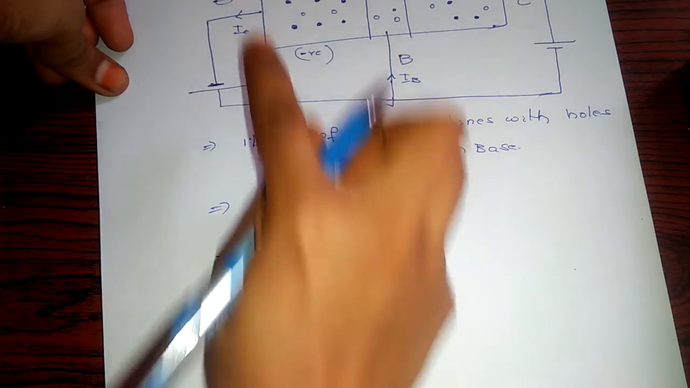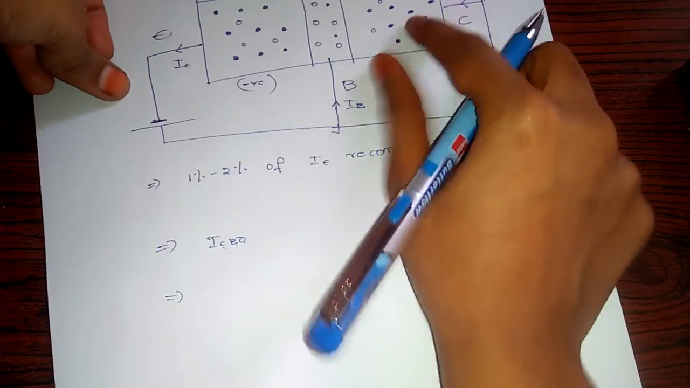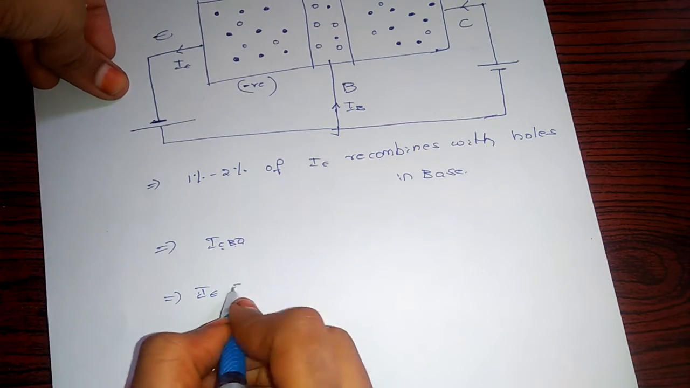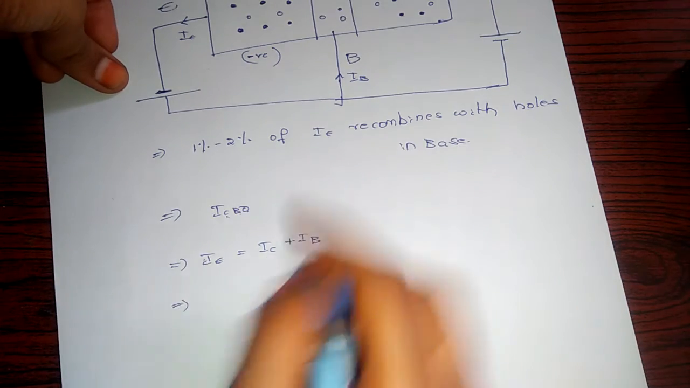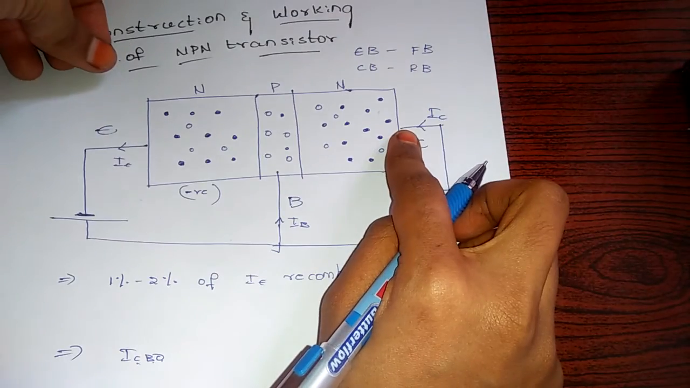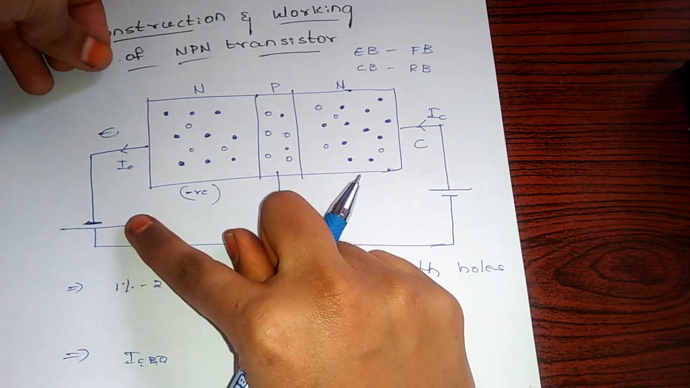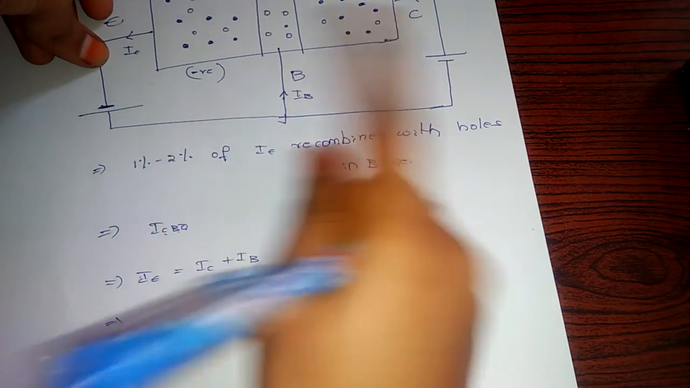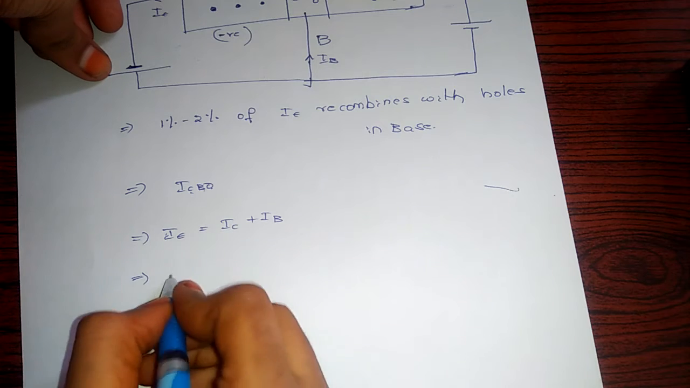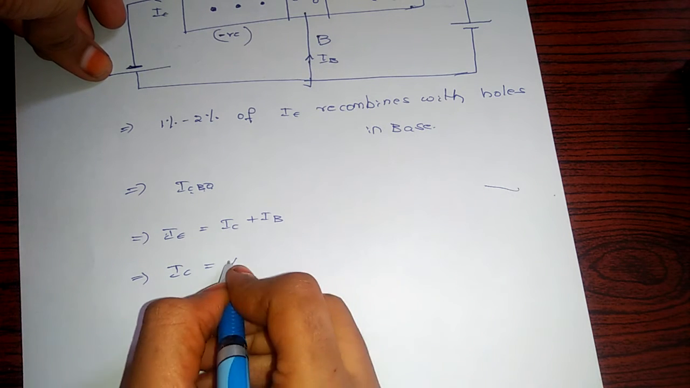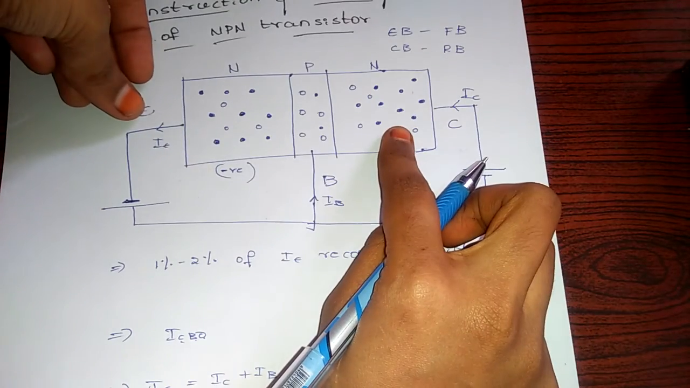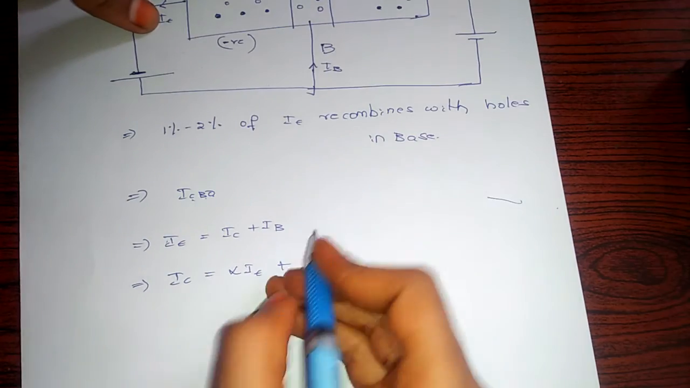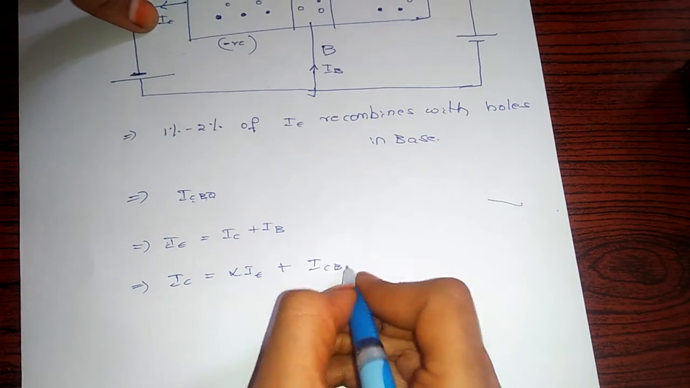So finally, the emitter current is the sum of the IC current and the IB current. IE is the sum of IC plus IB. The IC current has two components: a fraction of the IE current, as the current is flowing towards the collector, plus the saturation current ICB0.